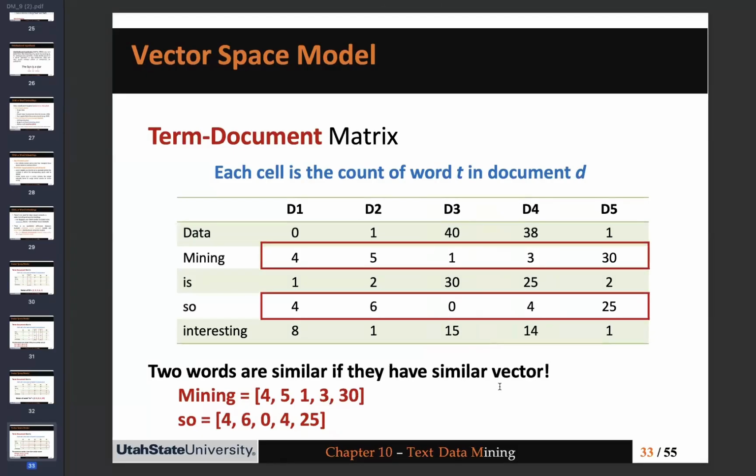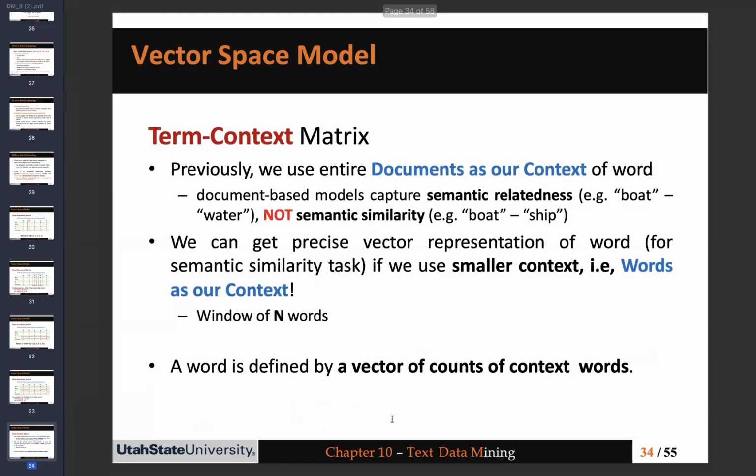So if I want to compare two words, the word mining and the word so, what I need to do is simply to compare their vectors using some kind of distance or an angle similarity, such as cosine similarity between those two vectors, which is based on the dot product of those vectors. The equality is measured based on the distance between them.